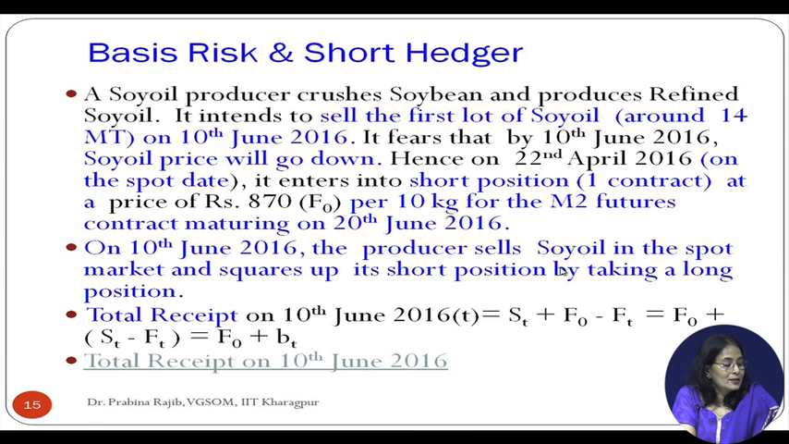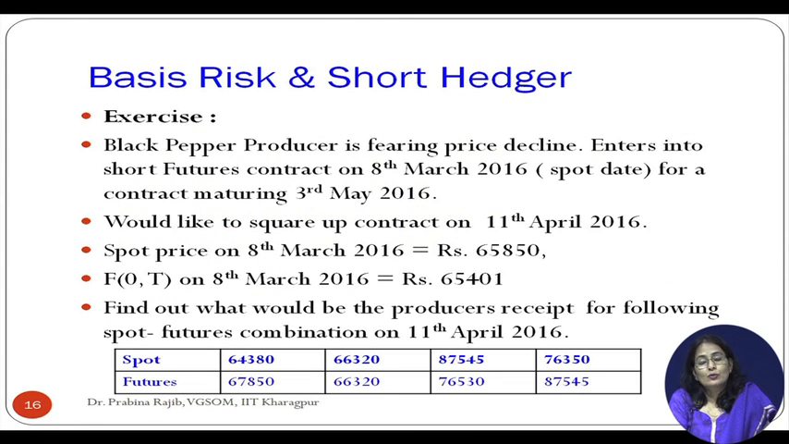Now let's go back to our slide. Here I have given an exercise to all of you in your spare time, please try it out. It's exactly a replication of the exercise for long asset and short futures. That is, a black paper producer is fearing a price decline, and would like to enter into a short futures position. You have a different combination of spot and futures positions given. A spot and futures price is given for the date on which he would like to square up his contract, that is on 11th April 2016, and based on this information, try to find out what is going to be the net receipt of the hedger, that is, the long asset and short futures position holder.